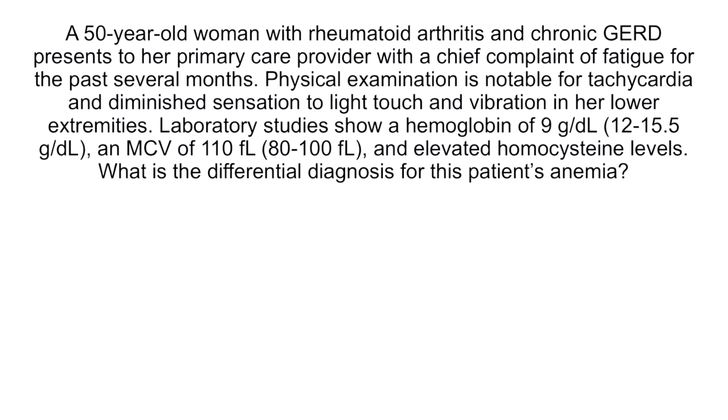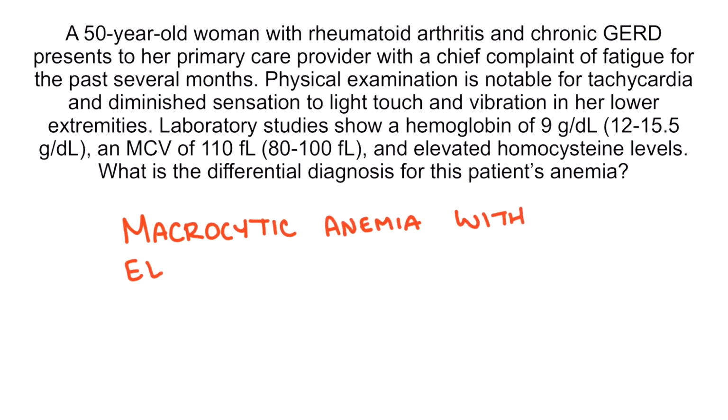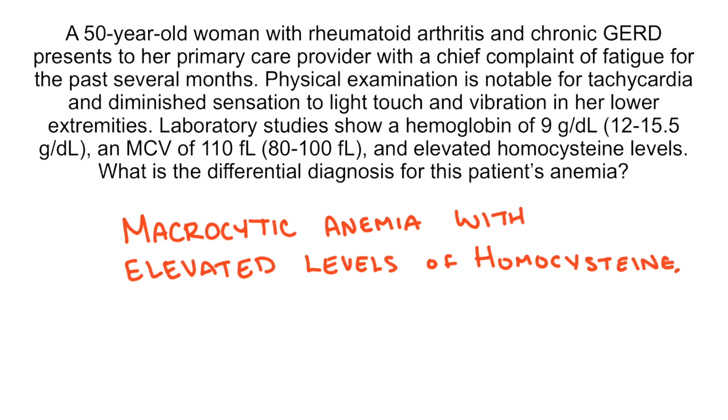All right, based on the labs, this patient has a macrocytic anemia with elevated levels of homocysteine. Both folate deficiency and vitamin B12 deficiency can result in these lab findings. Folate deficiency is possible in this patient because she has rheumatoid arthritis, which is often treated with methotrexate as a first-line drug. And methotrexate can cause a folate deficiency.